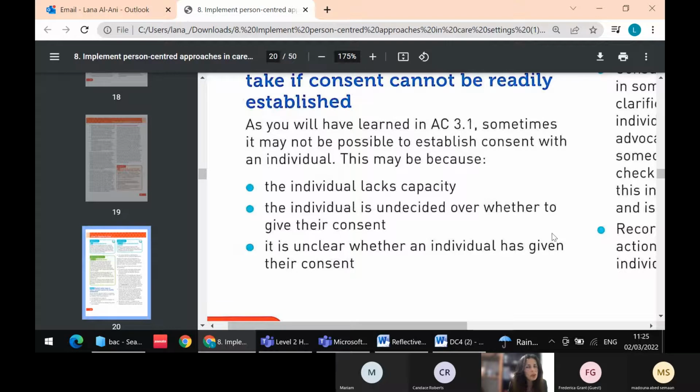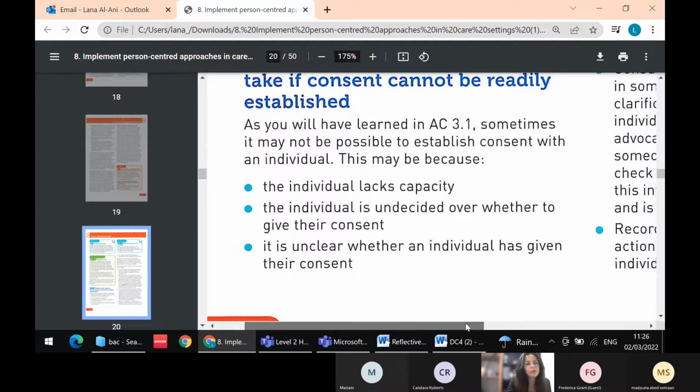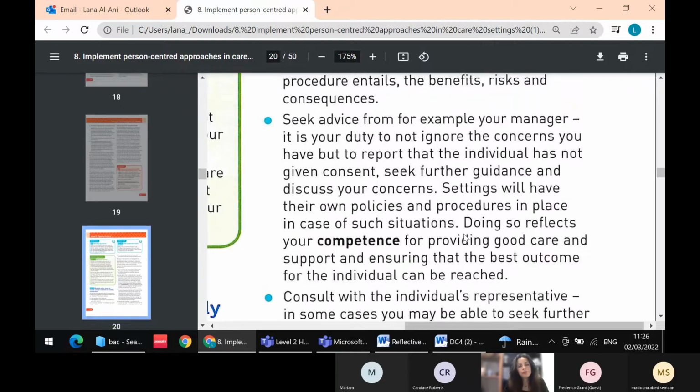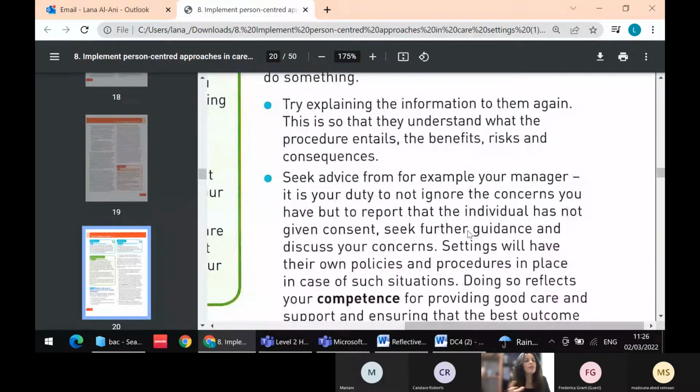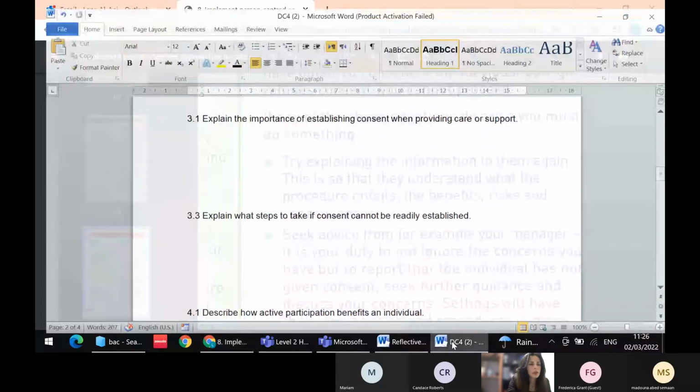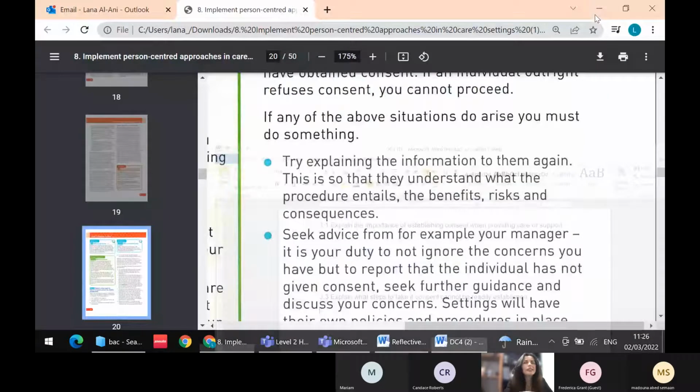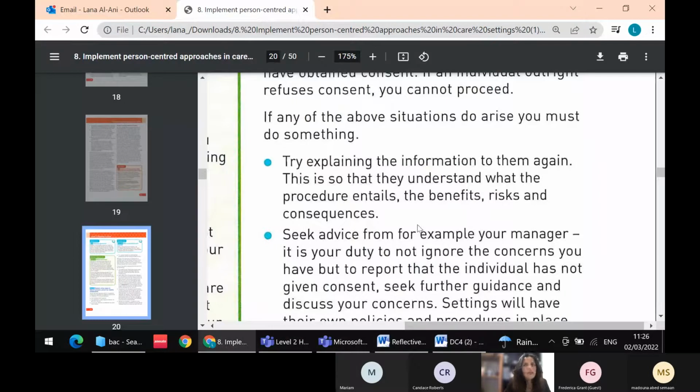Sometimes, due to the individual's lack of capacity, you don't have consent from them. Also, sometimes you don't get a response because the person is undecided. So you don't know whether you have consent from them or not. Sometimes it's unclear. They tell you something, but it's unclear whether it's consent or not. So if any of the situations above occur, what would you do? What steps do you take if consent cannot be readily established? Now, what would you do if there is no consent, or it's unclear whether you have consent or not?